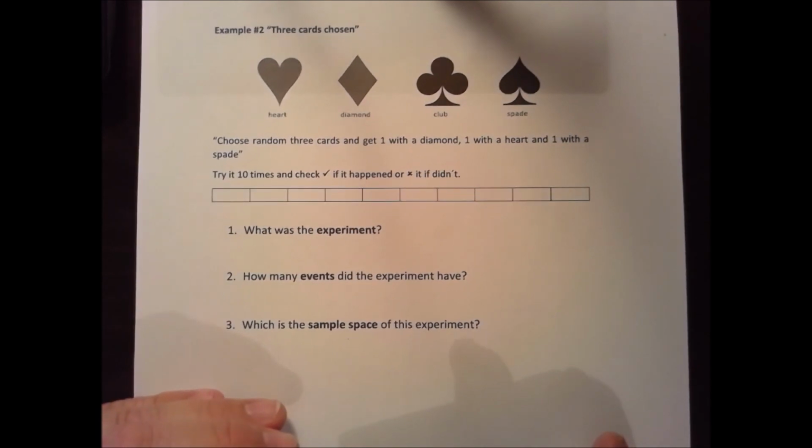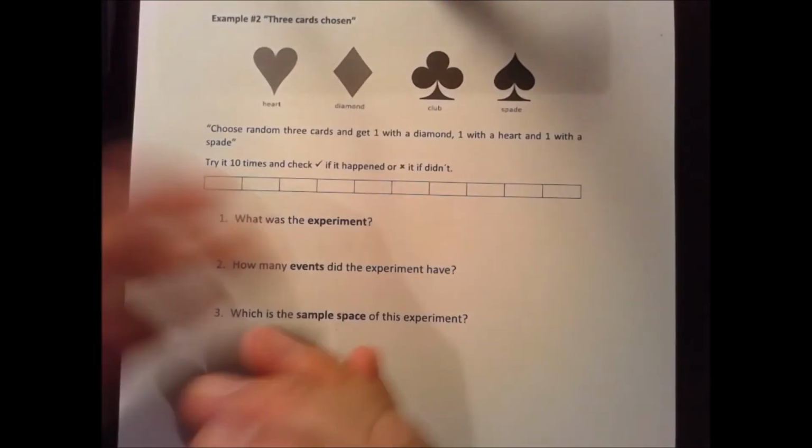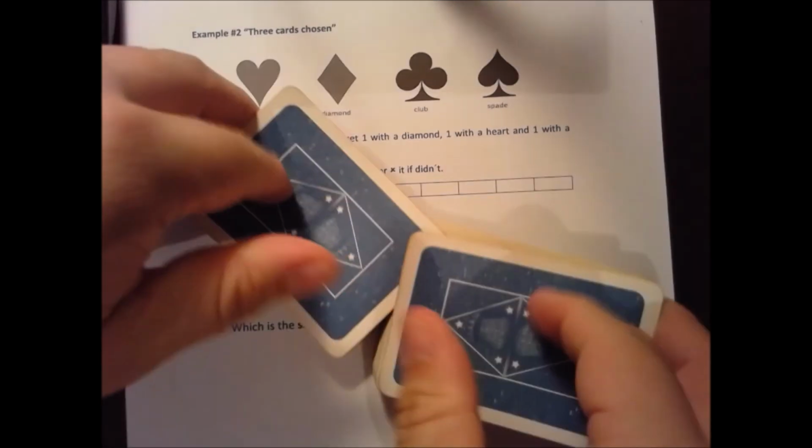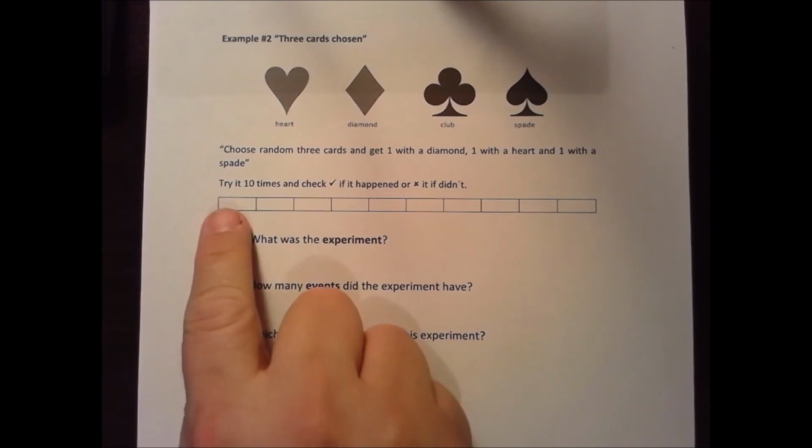Okay, let's read what the example said. Choose random 3 cards and get 1 with a diamond, 1 with a heart, and 1 with a spade. Okay, let's try, but first of all, let's remember that it should be absolutely random, absolutely arbitrary. Try it 10 times and check right if it happened or wrong if it didn't.